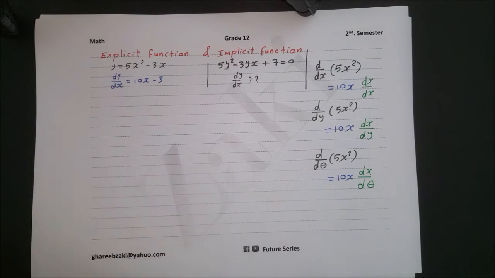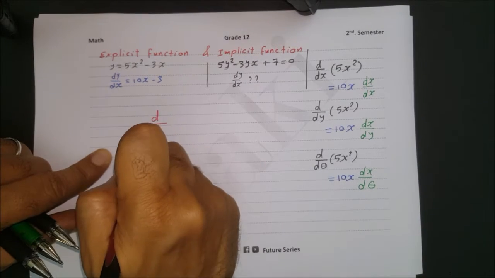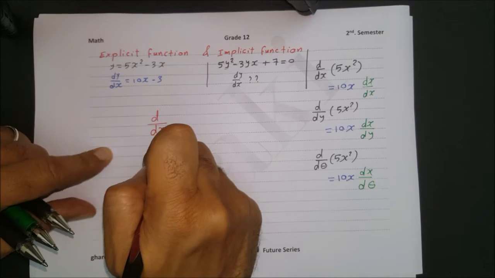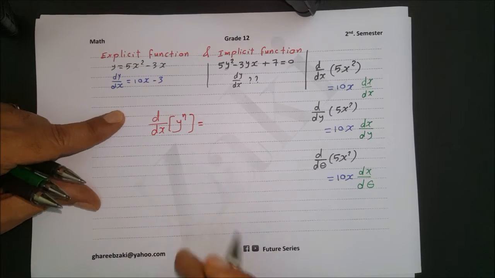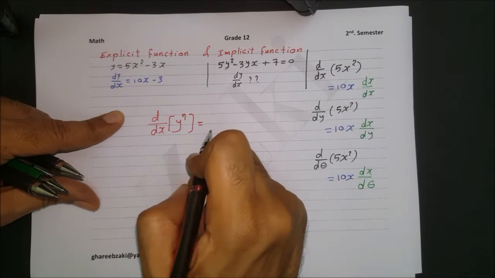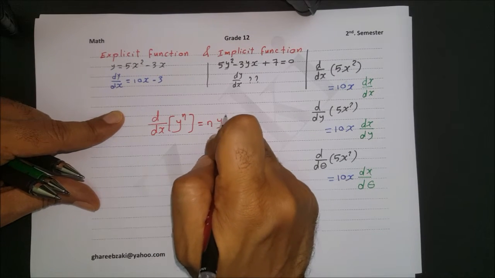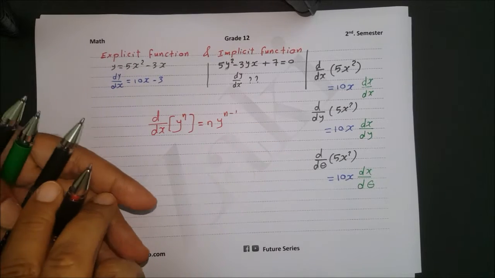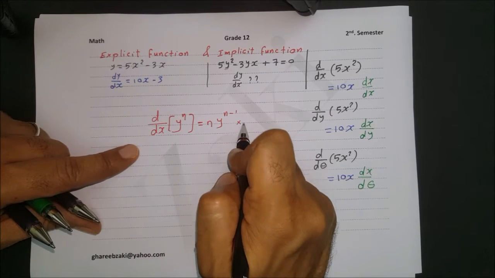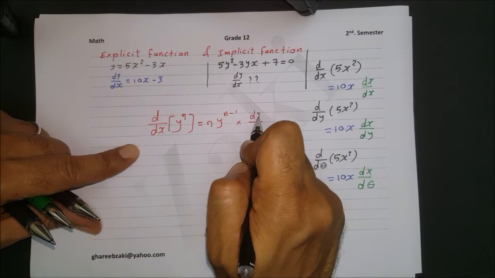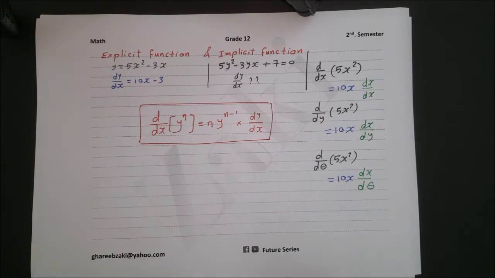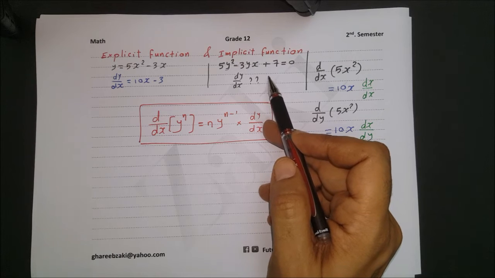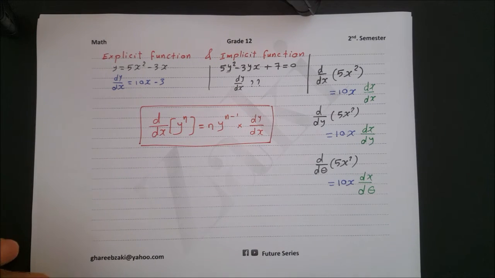Now, what is the general rule for this? d by dx of y to the power n. It's like bracket to the power. The power comes down, minus 1 from the power, multiply the derivative of y with respect to x, dy by dx. So this is the rule. Now, how can we find the dy by dx for this question?